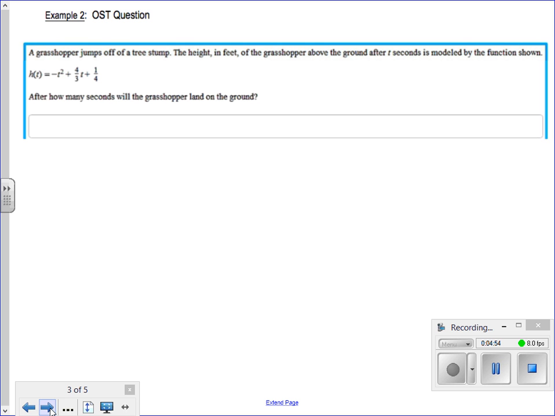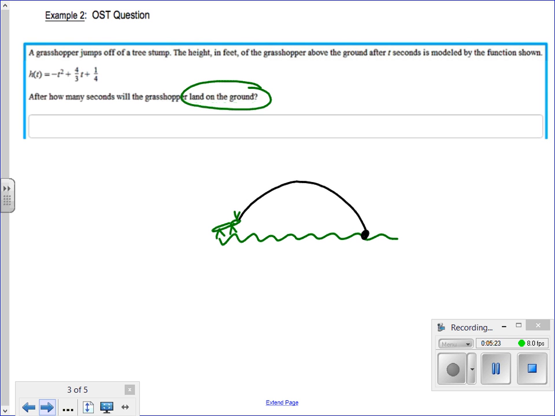It says a grasshopper jumps off of a tree stump. The height in feet of the grasshopper above the ground after t seconds is modeled by this function, negative t squared plus 4/3 t plus 1 over 4. After how many seconds will the grasshopper land on the ground? Well, let's draw a little picture here, just so we can see what's happening. So we have a grasshopper. The grasshopper is jumping. Eventually, it's got to hit the ground.